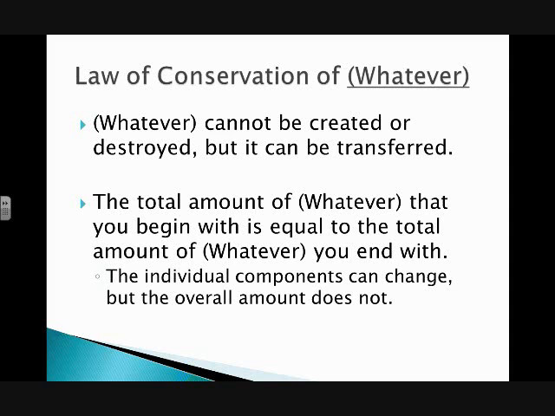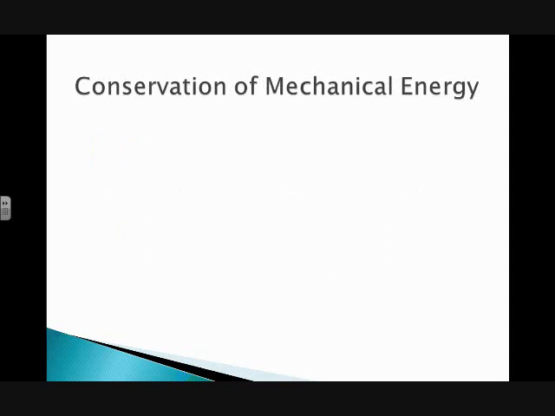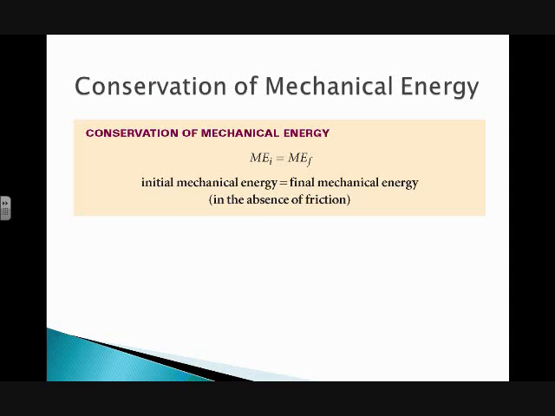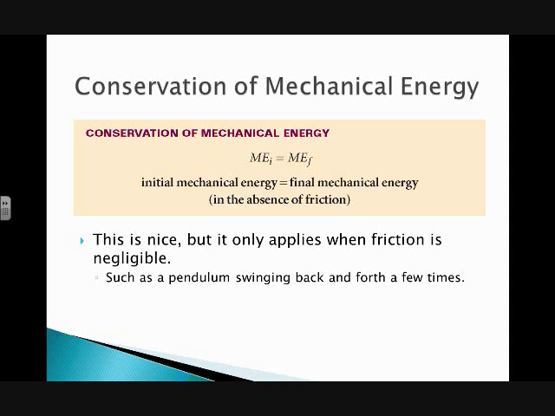And so I'm going to put in for the whatever mechanical energy, the conservation of mechanical energy. Our initial mechanical energy is equal to the final mechanical energy. And that's in the absence of friction, sorry. Now, the mechanical energy is simply all the kinetic and all the potential energy, gravitational and elastic potential energy. The initial kinetic and the initial gravitational potential, and the final. This is nice, but like it just says, it only applies when friction is negligible.